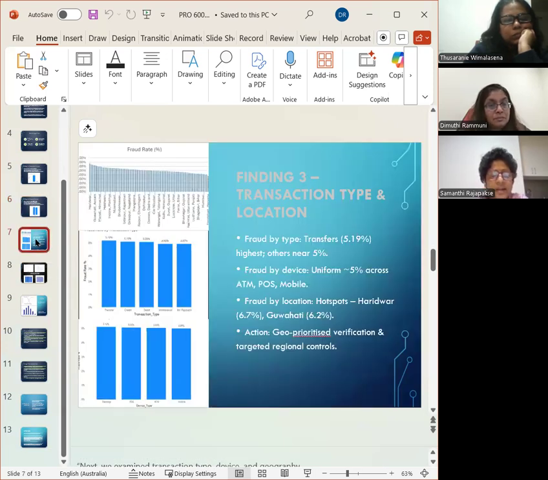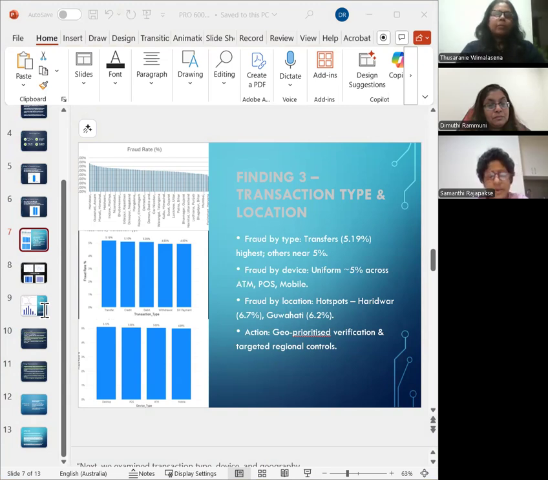The third finding is transaction type and location. We also looked at types of transactions. The highest fraud rate is 5.19% across different devices such as ATMs, POS, and mobiles. But some cities had much higher fraud: Haridwar 6.7% and Guwahati 6.2%. So we advise PaySecure to use extra verification steps in these high-risk areas.